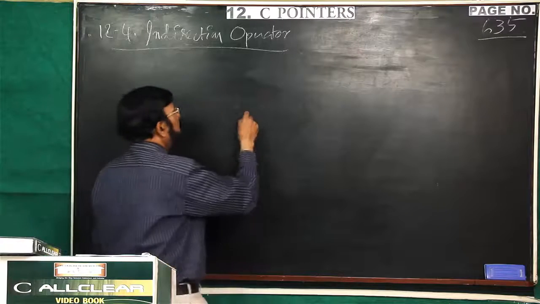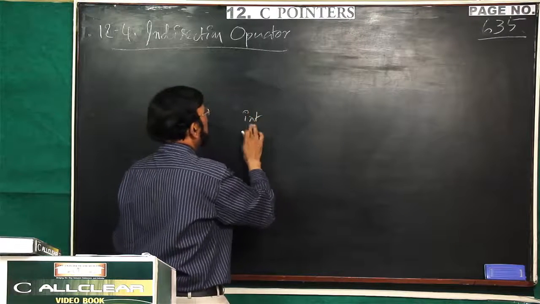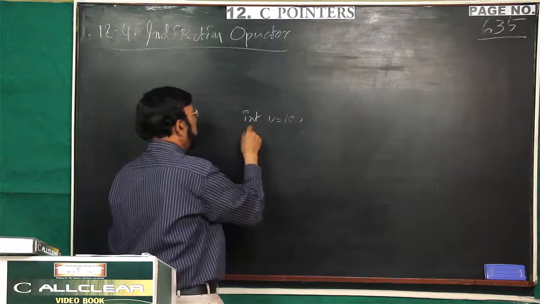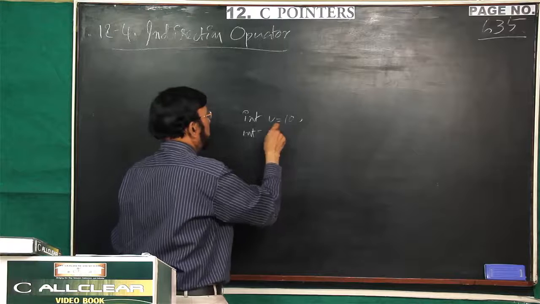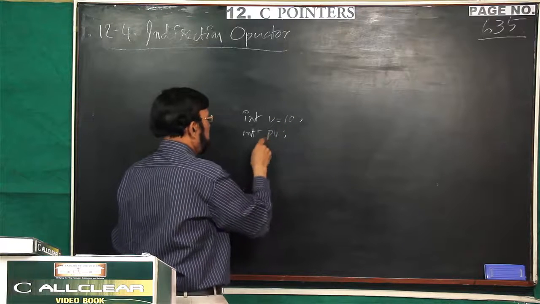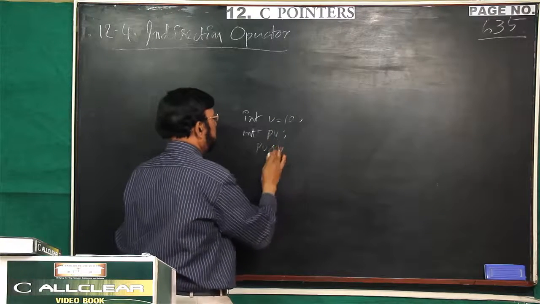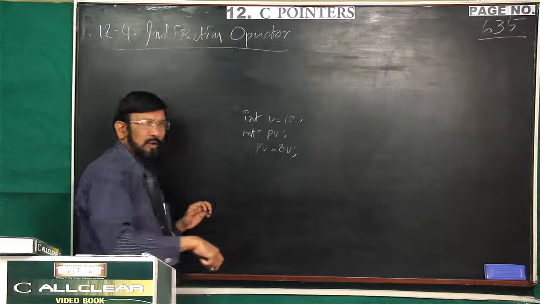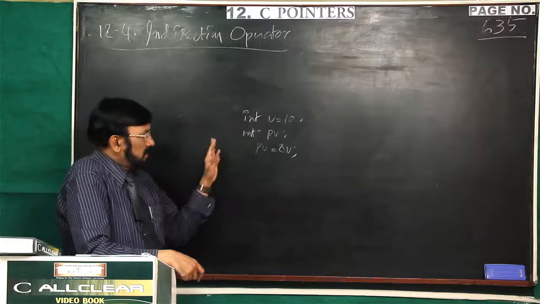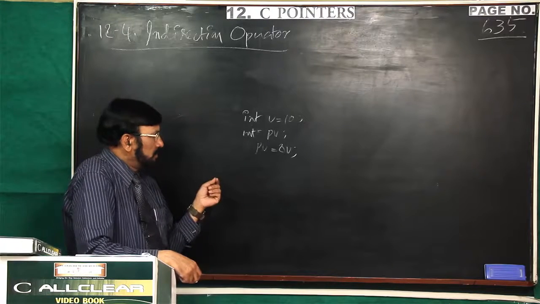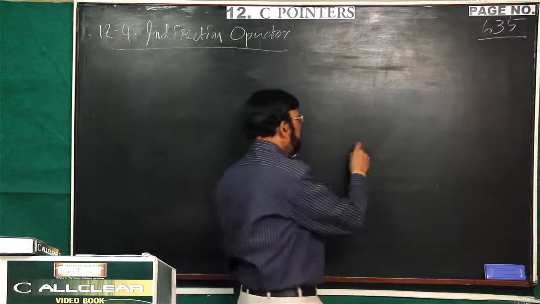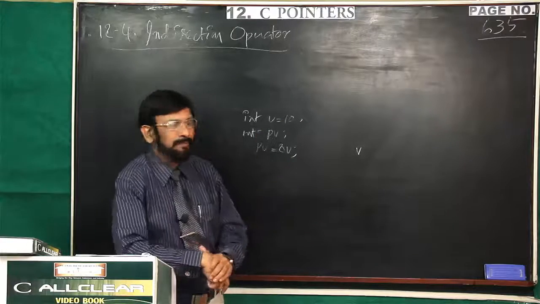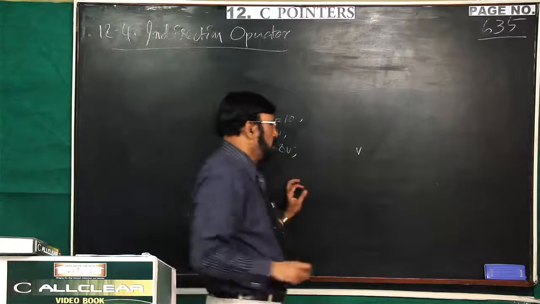Now you see, int v is equal to 10. int star pv; pv is equal to &v. This is initialization of pointers. The three steps are already explained. Now, in order to retrieve 10, we use v. In a printf statement, if you write v, you can retrieve 10, that you know.